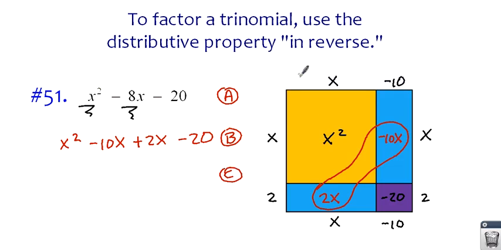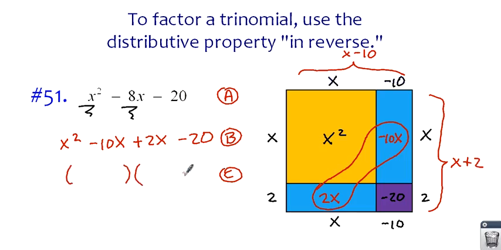And if we look at the width of the rectangle, it's 10 less than x. x minus 10 is the width. And the height of the rectangle is 2 more than x, x plus 2. So the length times width representation of the area is x minus 10 times x plus 2. All three of these representations are equivalent.